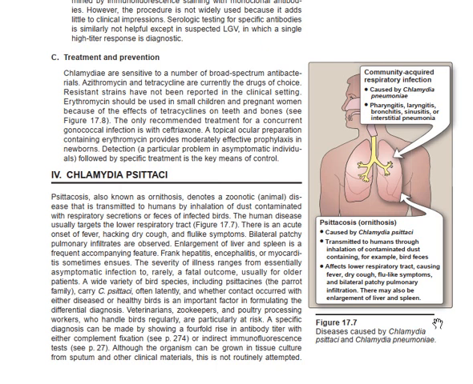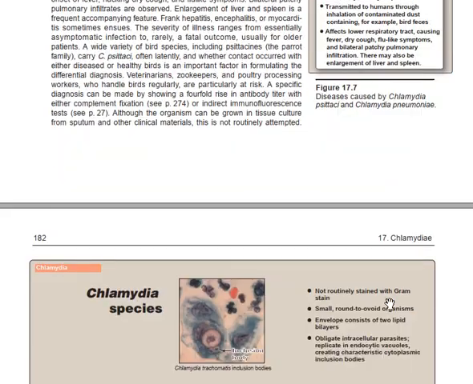So now these are diseases caused by Chlamydia psittaci and Chlamydia pneumoniae. You see that they mostly cause respiratory tract disease. Is it clear? So community-acquired respiratory infection caused by Chlamydia pneumoniae includes pharyngitis, laryngitis, bronchitis, sinusitis, and interstitial pneumonia. Psittacosis, also called ornithosis, is caused by Chlamydia psittaci. It is transmitted through inhalation of contaminated dust, for example via bird feces. It can also affect the lower respiratory tract, causing fever, dry cough, flu-like symptoms, and bilateral patchy pulmonary infiltration. There may also be enlargement of the liver and the spleen.